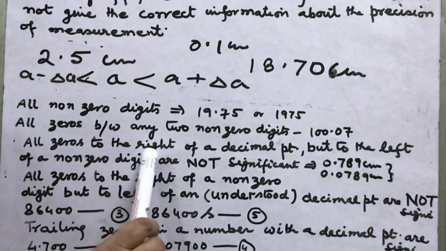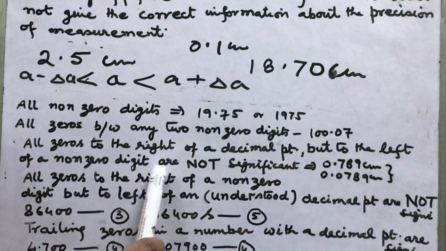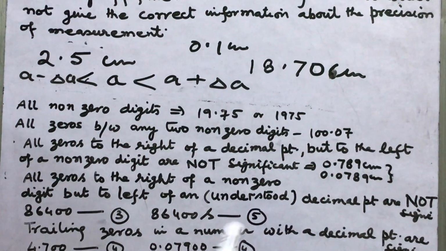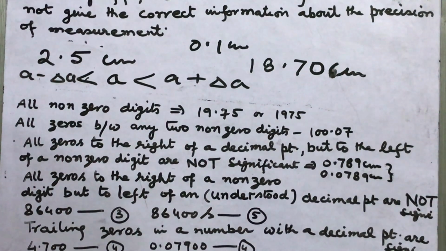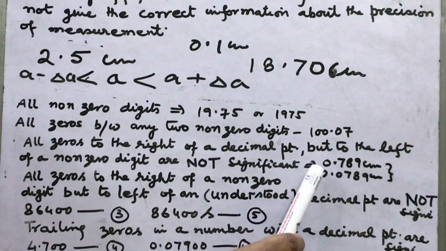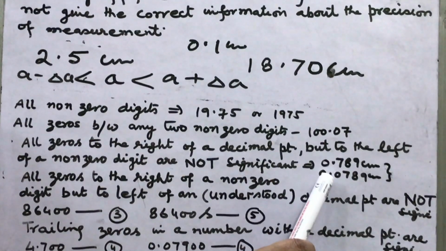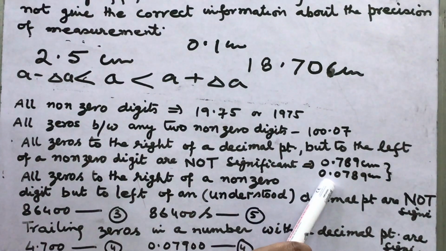All zeros to the right of a decimal point but to the left of a non-zero digit are not significant. Look, 0.789 centimeter: this 0 is left of the decimal point and it is not significant. Similarly, 0.0, both the zeros here are also not significant.